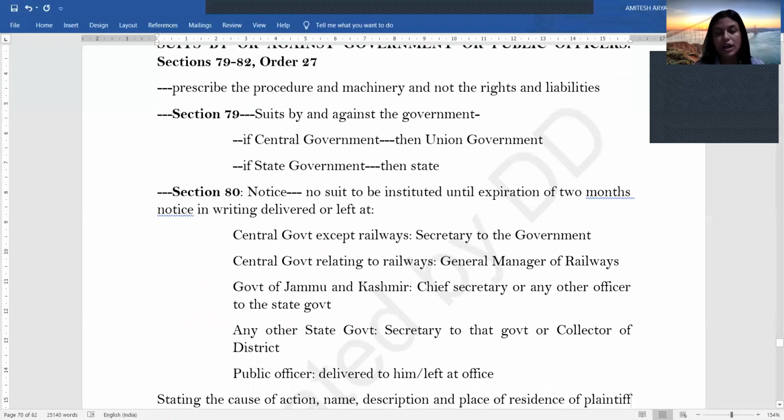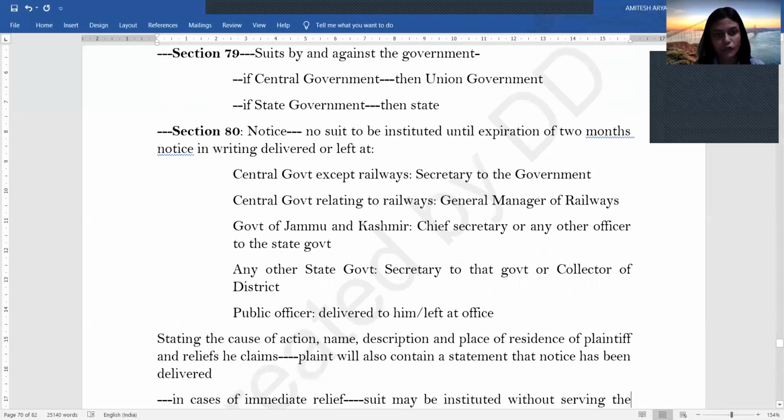If it is a public officer against whom you have to file that suit, then deliver the notice to him or leave it at his office. So very important thing, if it is a government or a public officer, here you first have to give 2 months' prior notice in writing to the appropriate official. You can see the list: if central government, then the secretary of the government; public officer, then you have to deliver it to his office, etc.